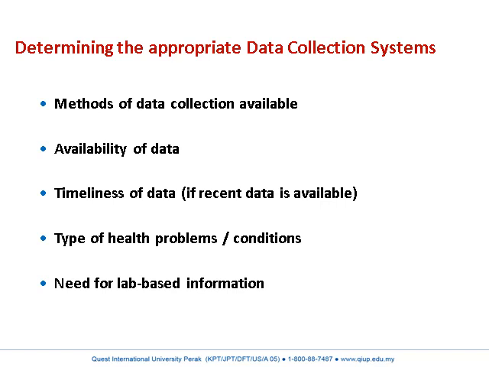So we have to think about the availability of data to choose appropriate data collection systems. Timeliness of data: if recent data about the disease is available or not. Then type of health problems or conditions. For some conditions data may be available, but for some rare diseases data may not be available, so we have to start more facilities to identify the condition and collect data. Need for lab-based information: sometimes some diseases require more laboratory-based information.